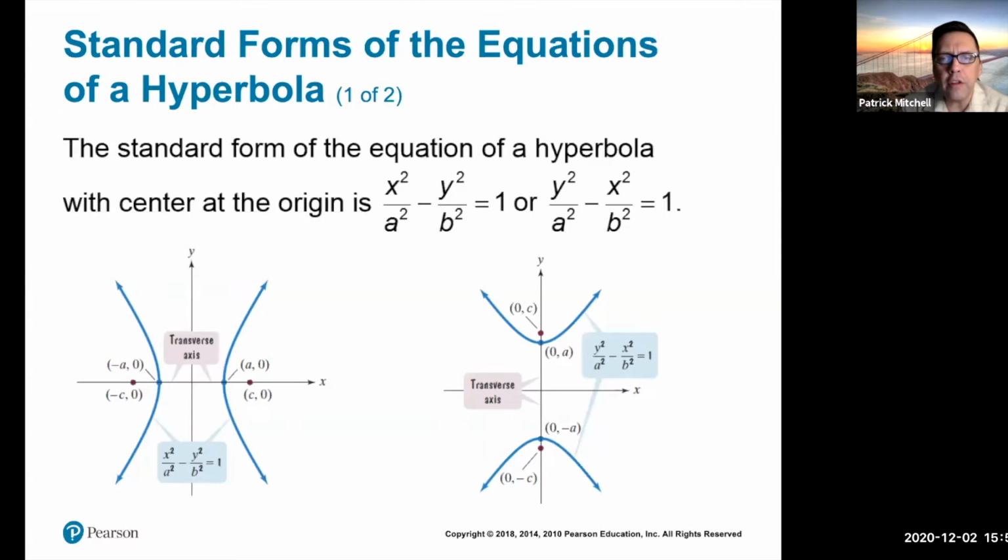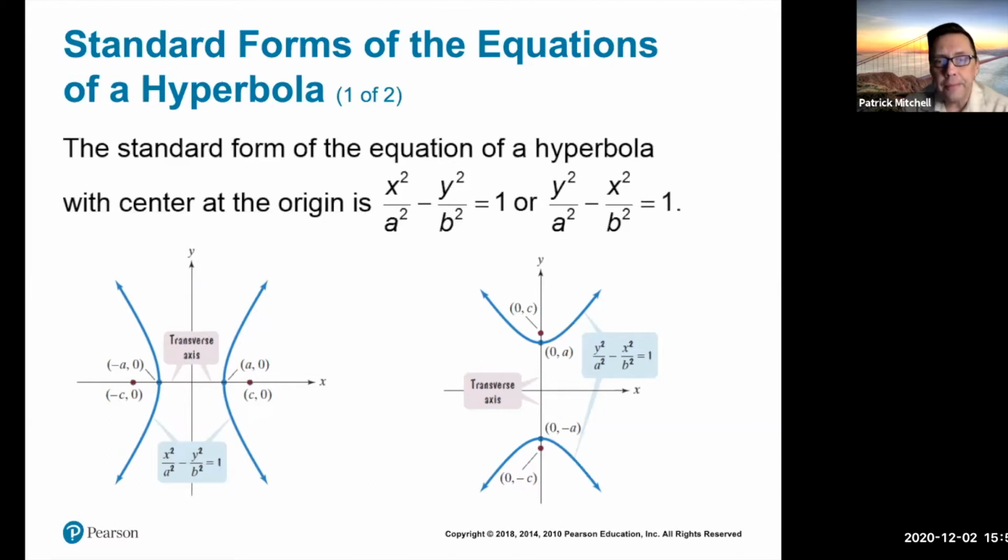All right, the standard form of the equation of a hyperbola with center at the origin is either x squared over a squared minus y squared over b squared equals 1, or y squared over a squared minus x squared over b squared equals 1. In the first case, you get a hyperbola that intersects the x-axis, and in the second case, you get a hyperbola that intersects the y-axis.